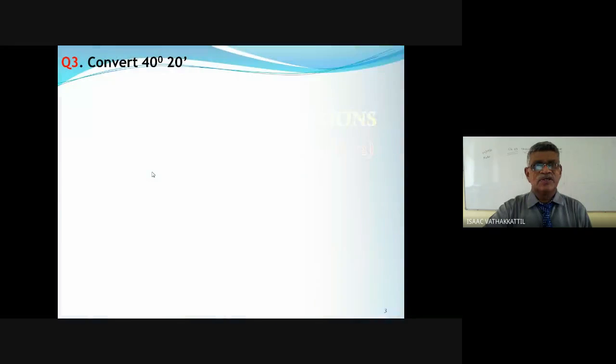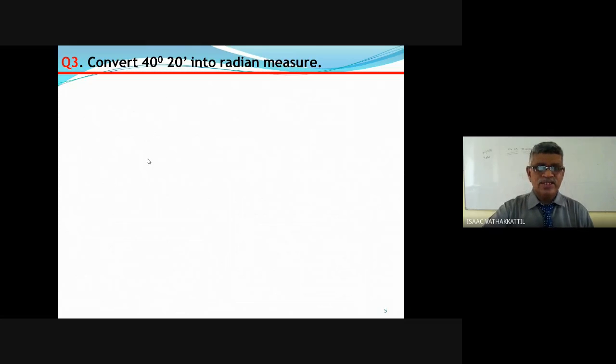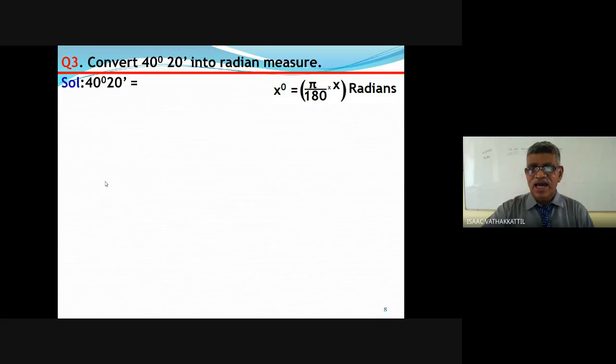Trigonometric functions. Convert 40 degrees 20 minutes into radian measure. I hope you remember the minute and second parts of degree measure, and the conversion formula from degree to radians. What we know is that x degrees can be converted to radians by multiplying with pi by 180.